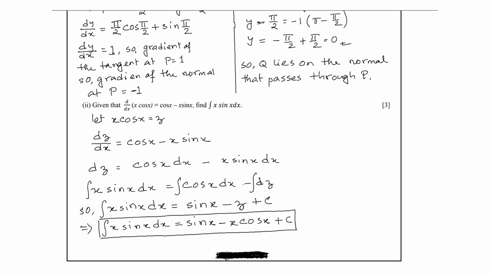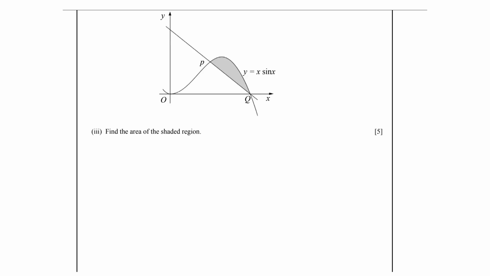The second part of our question is done. Let's move on to the third part of this question. Now for the final part of this question, we have to find the area of the shaded region. Let's write the coordinates of P and Q in the figure. Our P was pi by 2, pi by 2, and the coordinate of Q was pi, 0. Let's draw a perpendicular line from P to line OQ, and let's call this line PM. The coordinate of M will be pi by 2, 0.